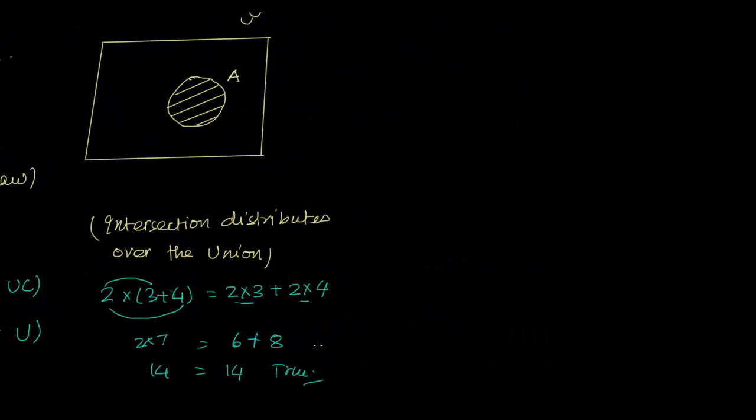So let us first of all verify the first one. The first one is that A intersection B union C is equal to A intersection B union A intersection C, right?